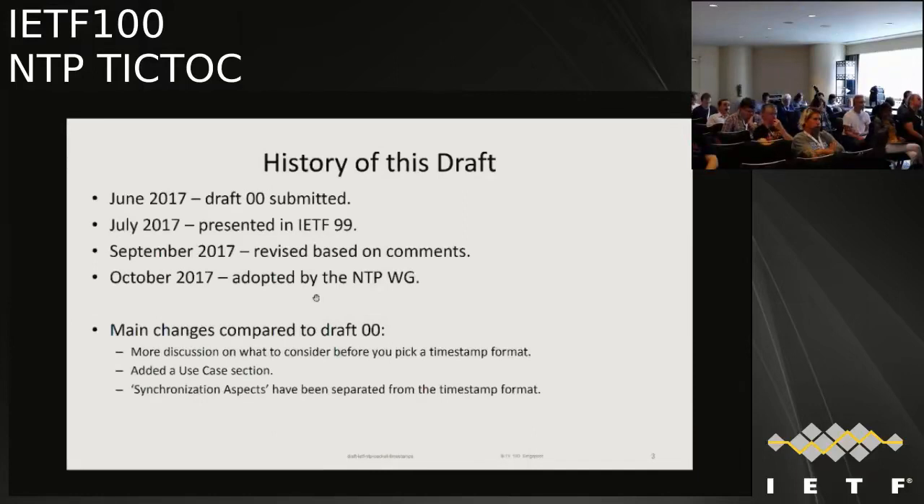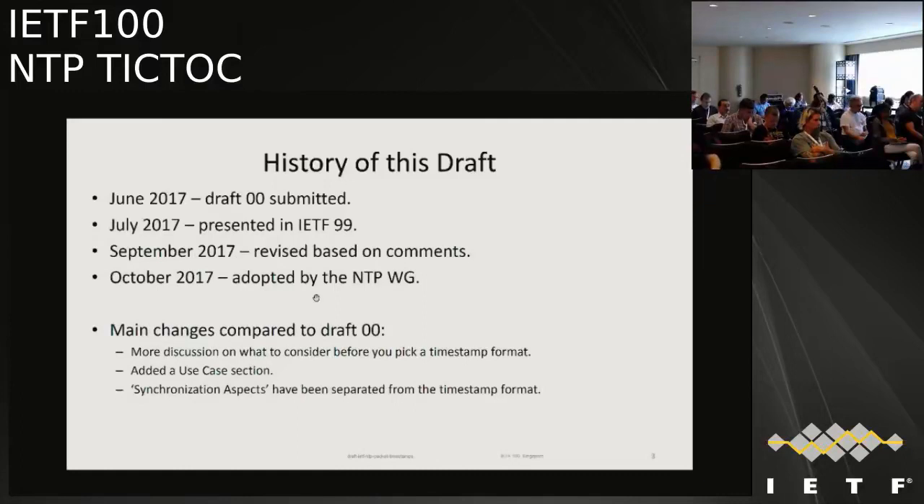So this draft was submitted a few months ago. It was discussed on the mailing list in the last IETF meeting, and it was recently adopted by the working group. The main differences between the previous version and the current version, there are three main differences. Two of them we're going to discuss in the next slides. The third one, we basically split the synchronization aspects from the timestamp format.